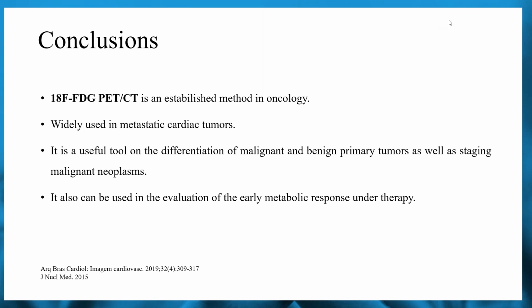So the FDG PET-CT is already an established method in oncology, widely available in metastatic cardiac tumors, but in primary tumors, we saw here that it is a useful method to identify a malignant tumor, differentiating it from the benign tumor, and also for the staging of the malignant tumors. And it also can be used in the evaluation of the early metabolic response under therapy.